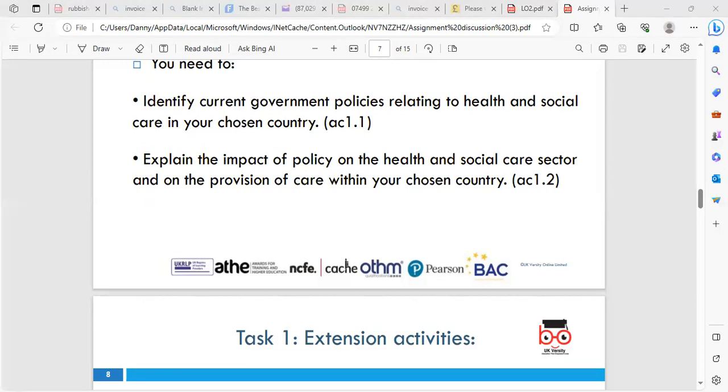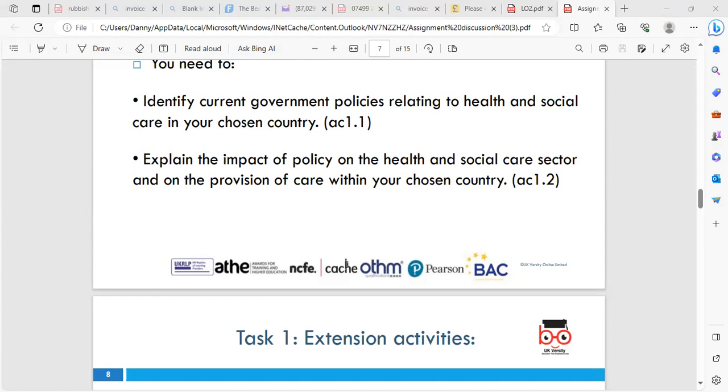So let's go to the second question. Explain the impact of policy on the health and social care sector and the provision of care within your chosen country. Adeyemi, what's your take? Government policy has been able to help regulate the health and social care sector in accordance with good practice. These have put checks and balances on clients, the people and their carers, in order to give them the best in accordance with good practice when handling them.